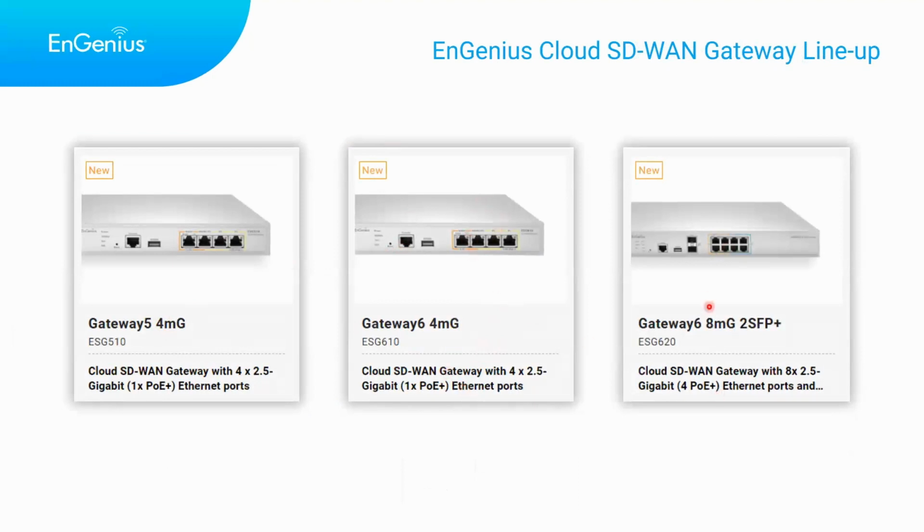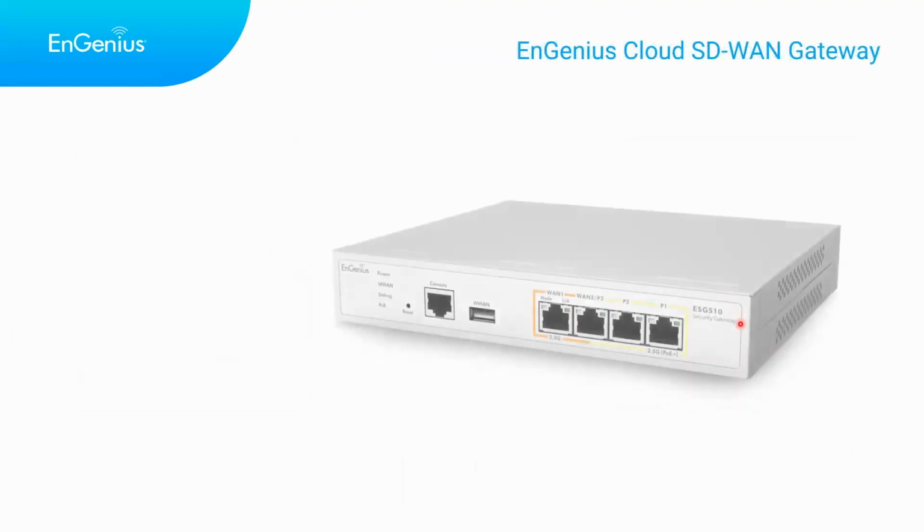And then for those clients that require more ports or maybe a bigger WAN link, maybe 2.5G is not enough, you need at least 10G. So we have the ESG 620 for that requirement. Later on, I'll discuss the specifics on the hardware and the capabilities of the unit.